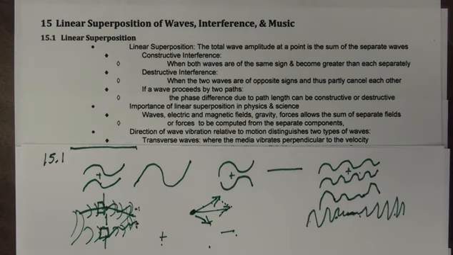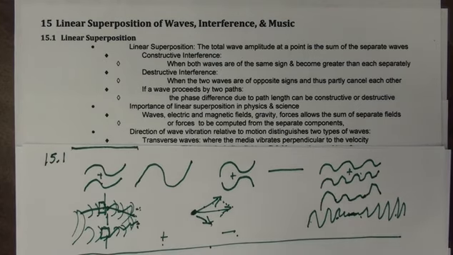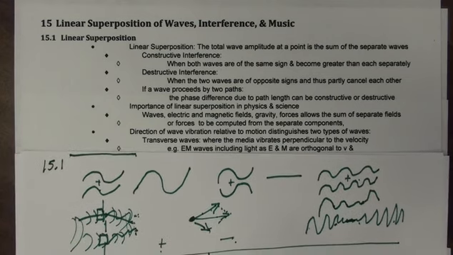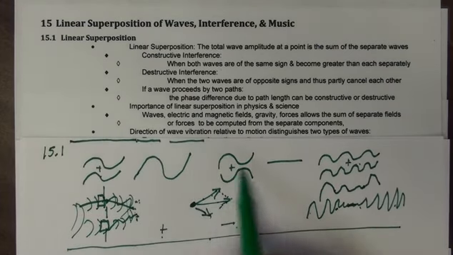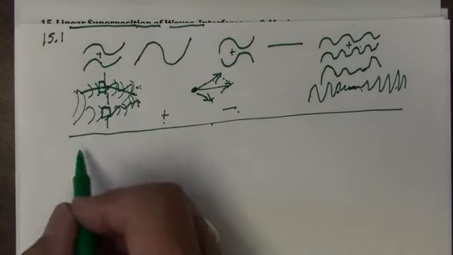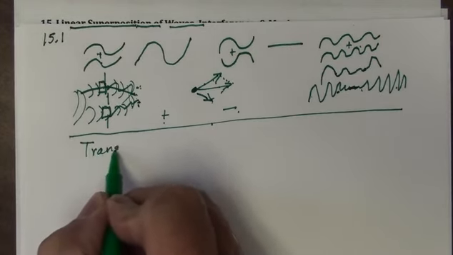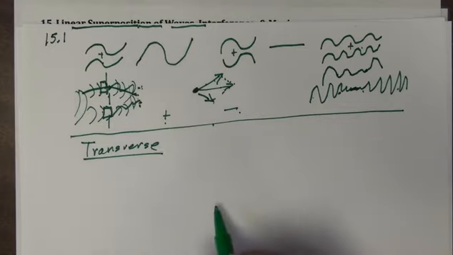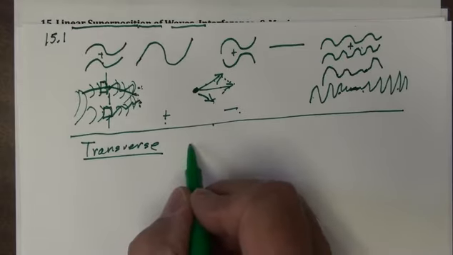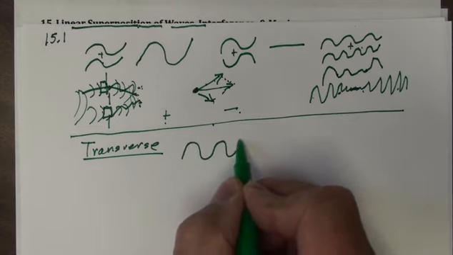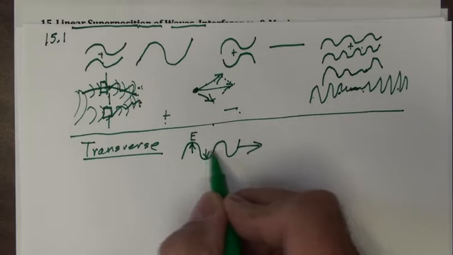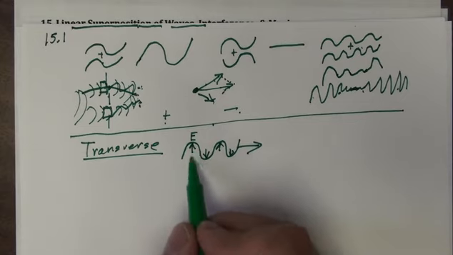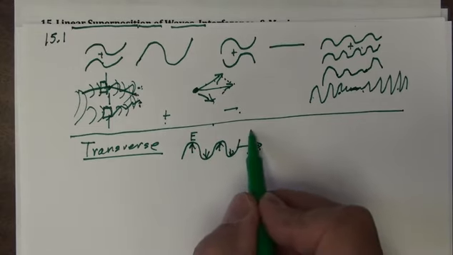Also, I would like to talk about two other effects that we have. And these are the concepts of transverse waves and longitudinal waves. It has to do with the direction of the wave vibration relative to the motion that distinguishes these two types of waves. Let me first of all do transverse waves. What is a transverse wave? An example of a transverse wave would be like an electromagnetic wave, where the wave is traveling this way, but the electric field would go up and then go down, then go up and then go down. The motion of the wave is perpendicular to the velocity.